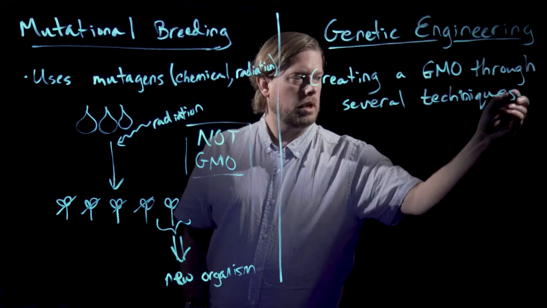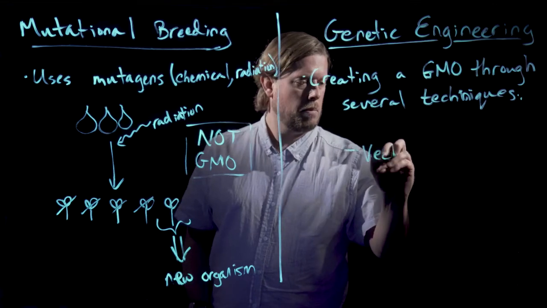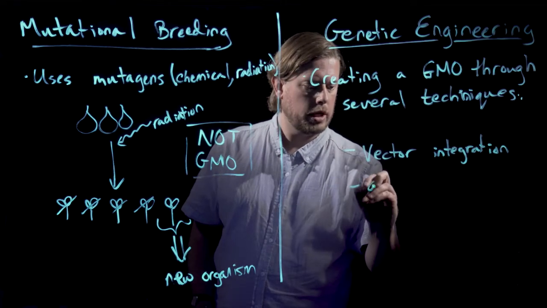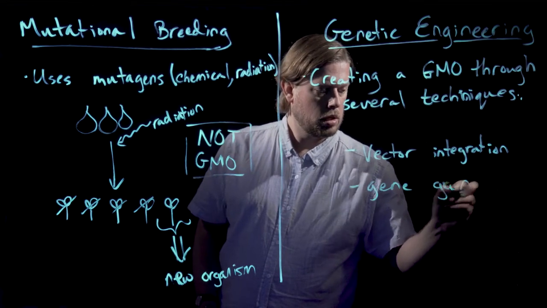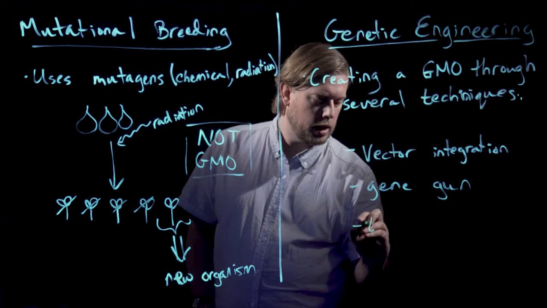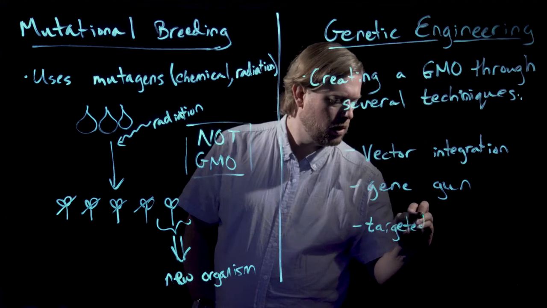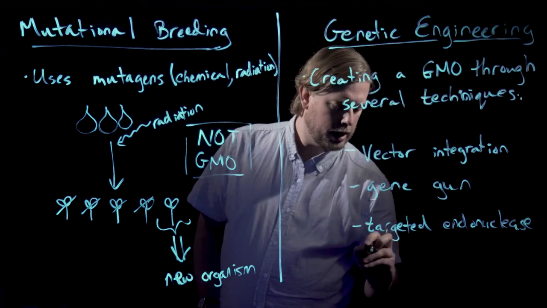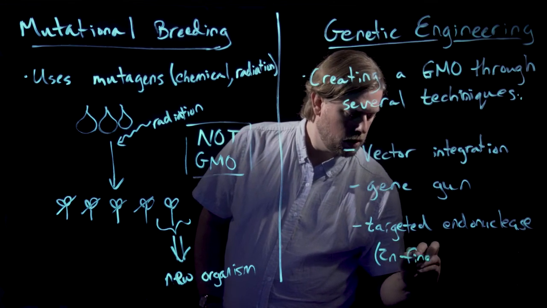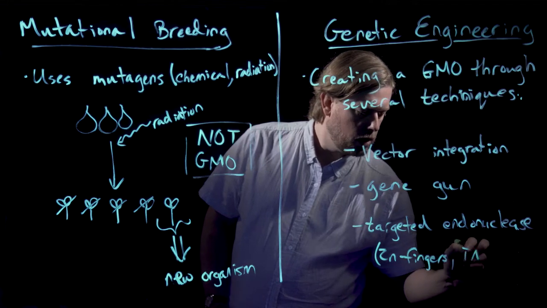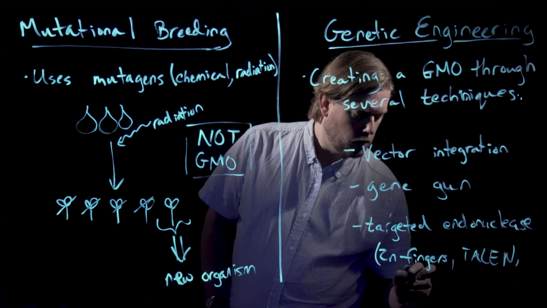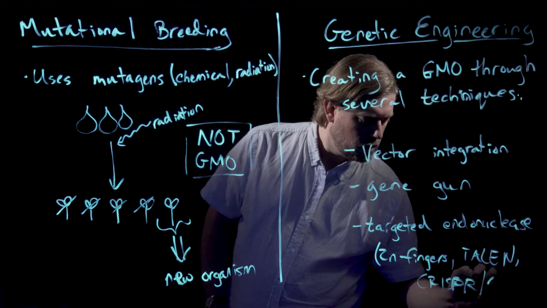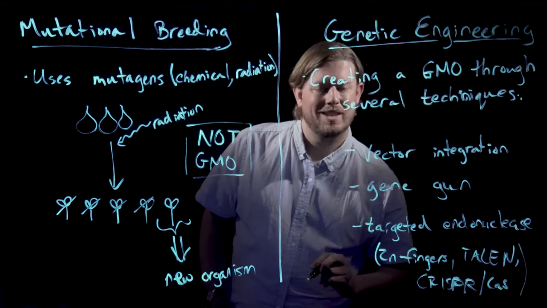And these techniques can include things like vector integration, a gene gun, or targeted endonucleases, such as zinc finger, TALEN, or CRISPR-Cas. Which we're going to get into in just a second.